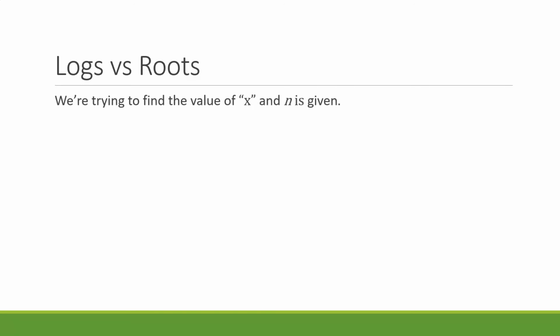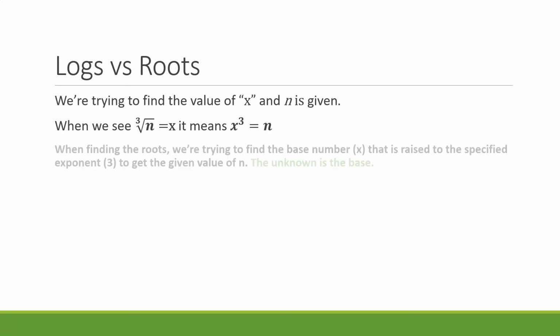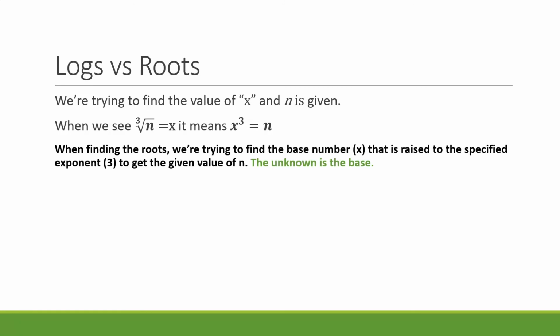We're trying to find the value of x, and n is given. When we see the cube root of n equals x, it means x to the exponent 3 is equal to n. When finding roots, we're trying to find the base number x that is raised to the specified exponent, 3 in this case, to get to the given value of n. The unknown is the base.